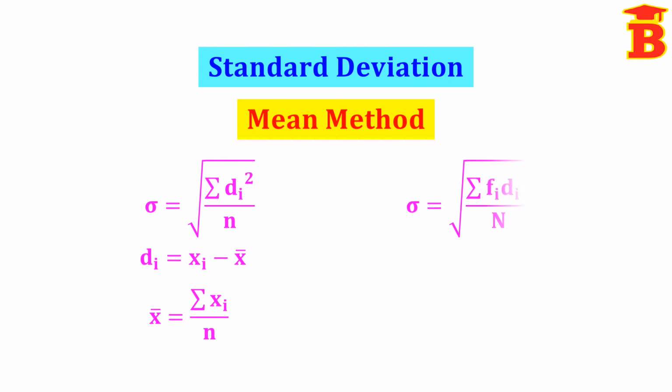Next formula: standard deviation sigma equal to root of summation fi di square divided by capital N. Here if frequencies are given, then we use this formula. And here also d means difference, that is di equal to xi minus x bar, where x bar is the mean. So here mean formula: x bar equal to summation xi fi divided by capital N.